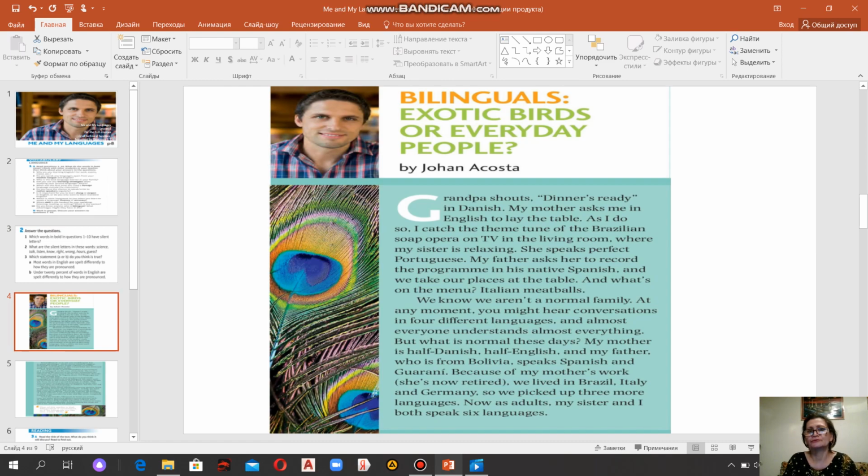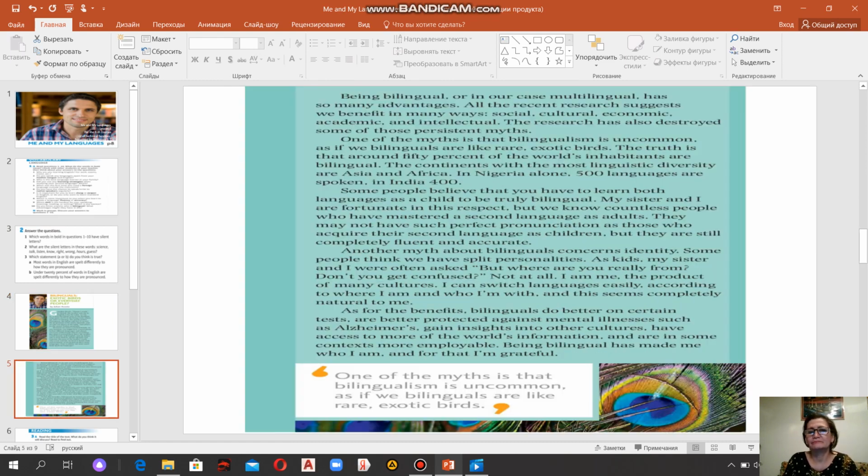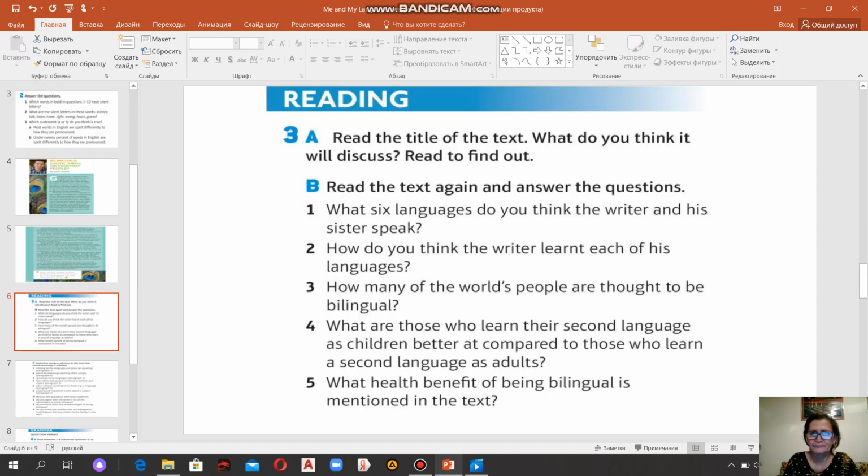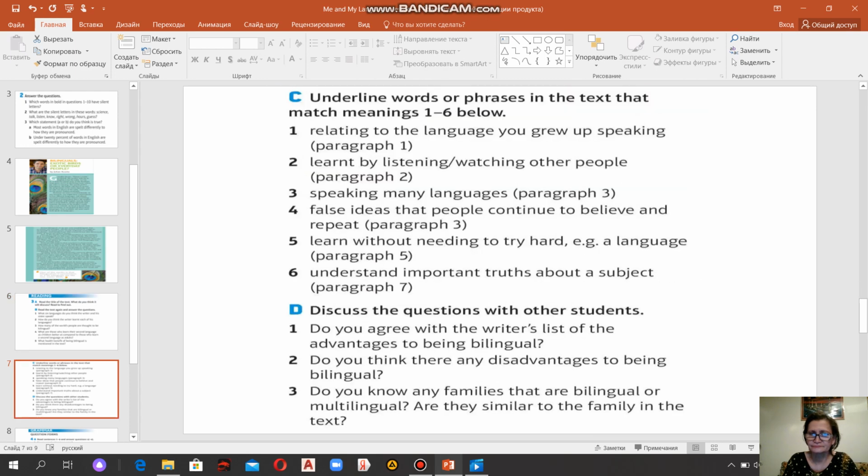Now you will read the text. Bilinguals. About bilinguals. Read the title of the text. What do you think it will discuss? Read to find out. Now underline words and phrases in the text that match meaning 1-6 below.